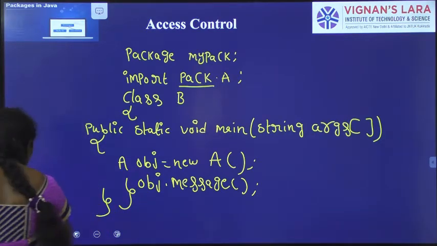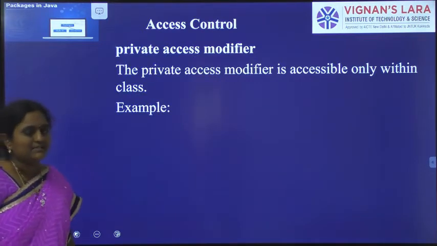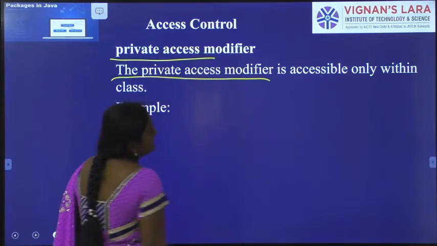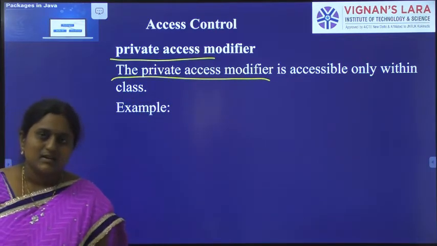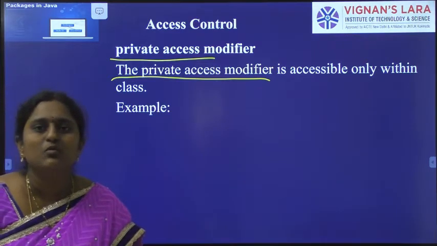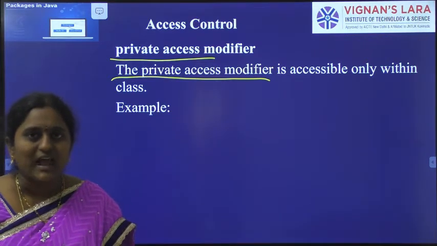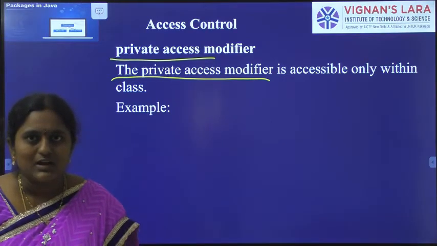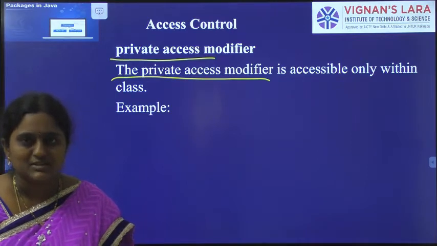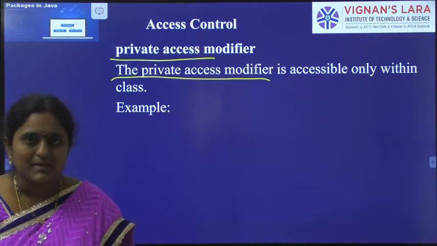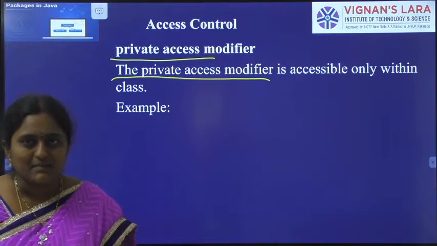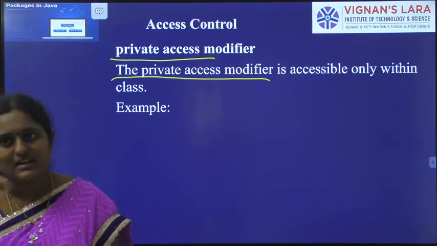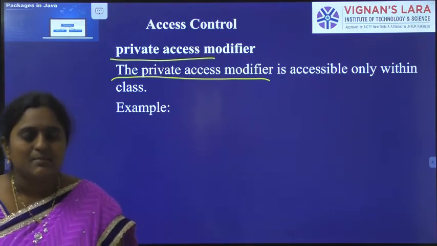Next, coming to the private access modifier. So what is the private access modifier? The private access modifier is accessible only within the class. Outside the class and outside the package, we cannot access a private access specifier. Any class or any method can be defined as private. We can access it only within the class; outside the package we can't access a private access specifier.